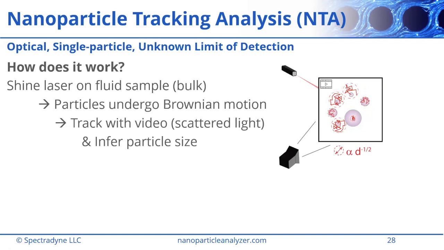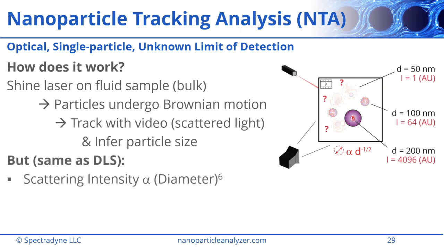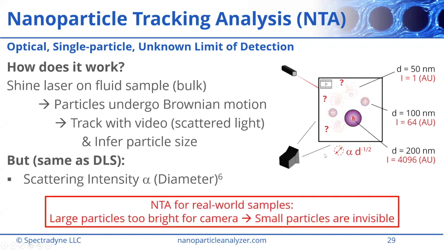However, there is a limitation, and that's the same as for DLS, dynamic light scattering. And that is that the smallest particles scatter light so much more weakly than the big particles that they get obscured. We can't see them in the video, basically. So when NTA is used to characterize, again, broad size distributions, the large particles are too bright for the camera, and they hide the small ones, and we can't see them in the sample.